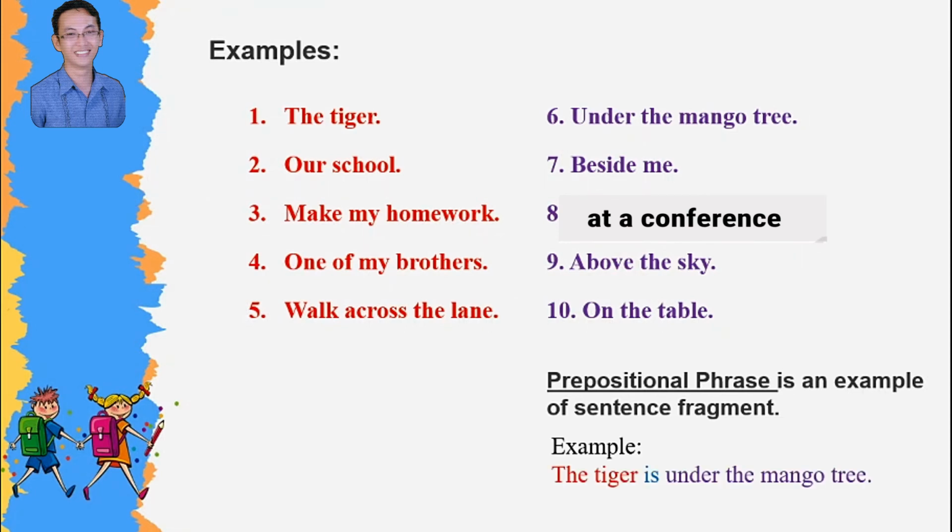Example. The tiger is under the mango tree. The tiger is our subject. Is is our verb. Under the mango tree is our prepositional phrase. Our prepositional phrase is part of our predicate. Is it clear?